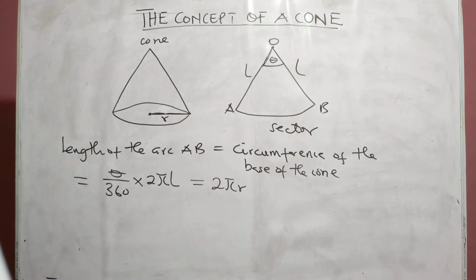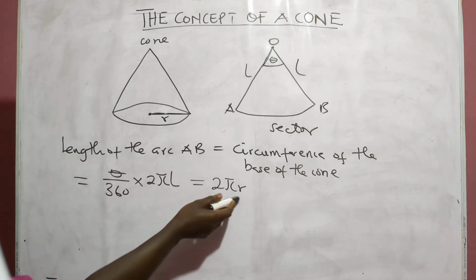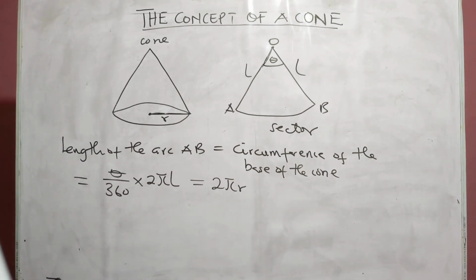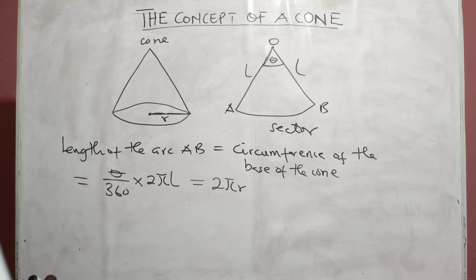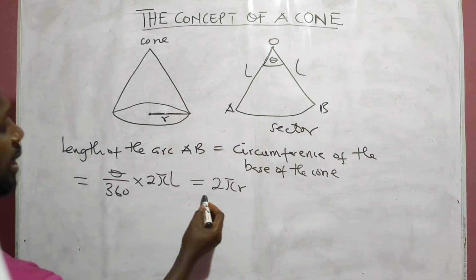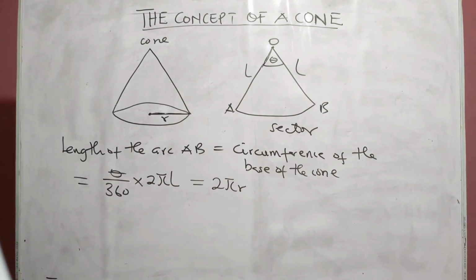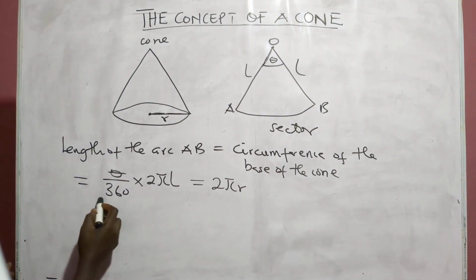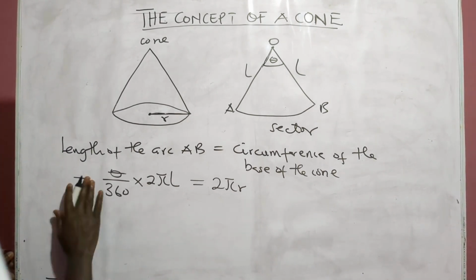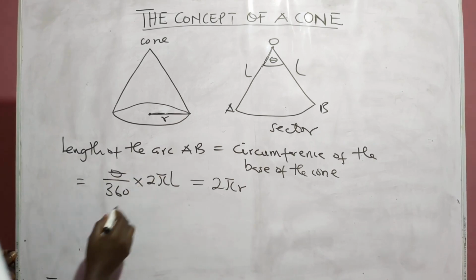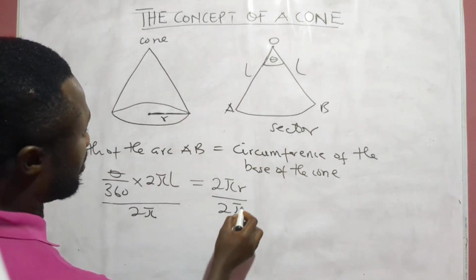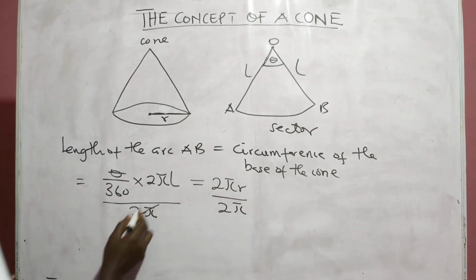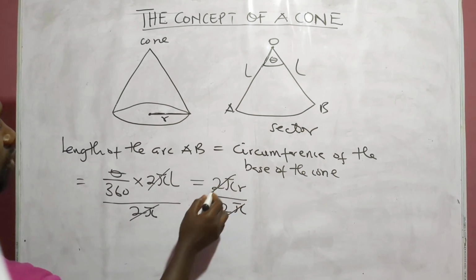So let's see if we can find common factors here, so that we can find the radius from here. We have 2 pi here, and then we also have another 2 pi here. So what can we do? We can divide through here by 2 pi, the length of the arc, and also divide here by 2 pi. So 2 pi here will take off this 2 pi, and 2 pi here will take off this 2 pi.